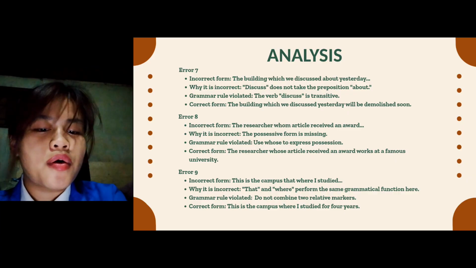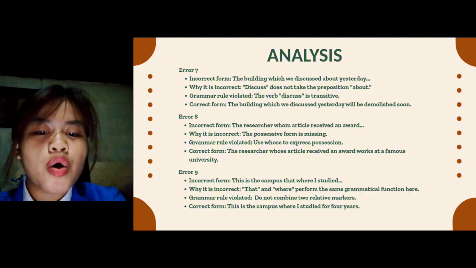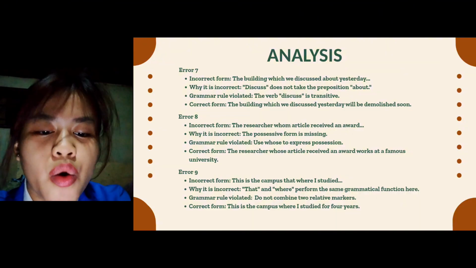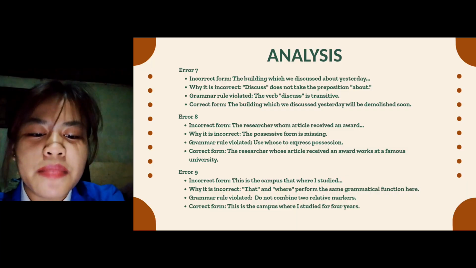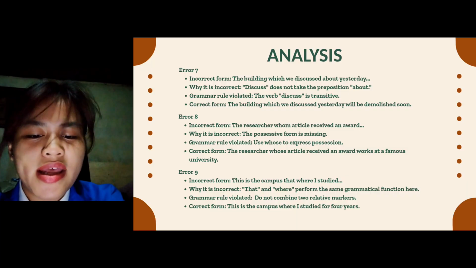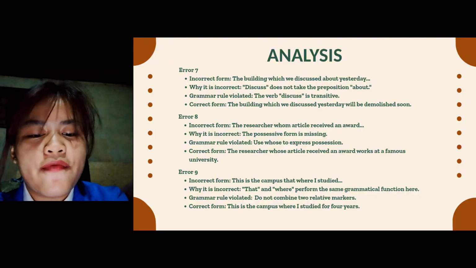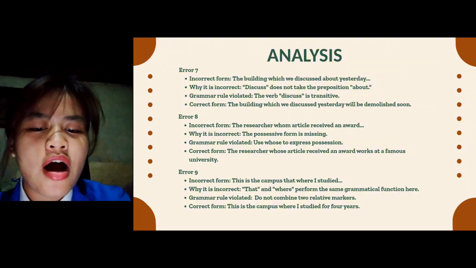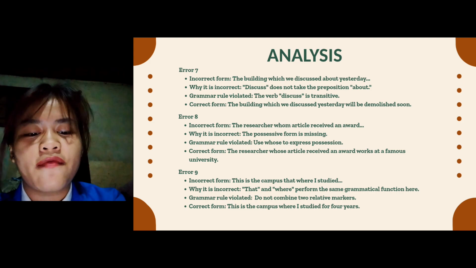The eighth error. Incorrect form: the researcher whom article received an award. So why is it incorrect? The possessive form is missing. Grammar rule violated: use whose to express possession. Correct form: the researcher whose article received an award works at a famous university.